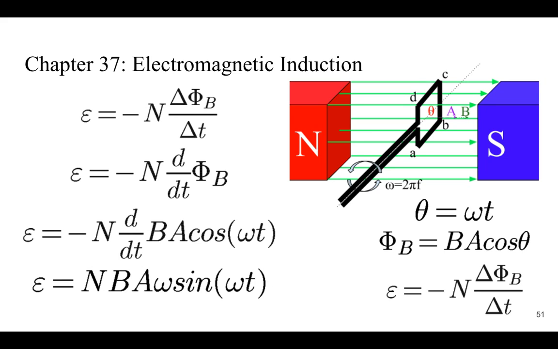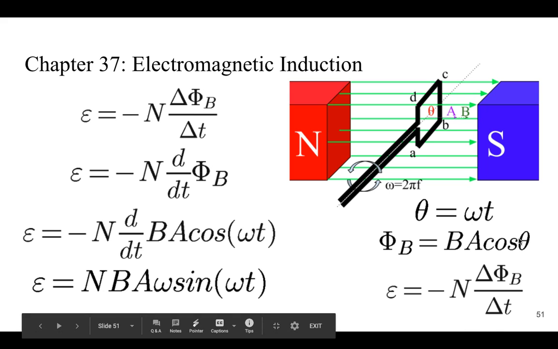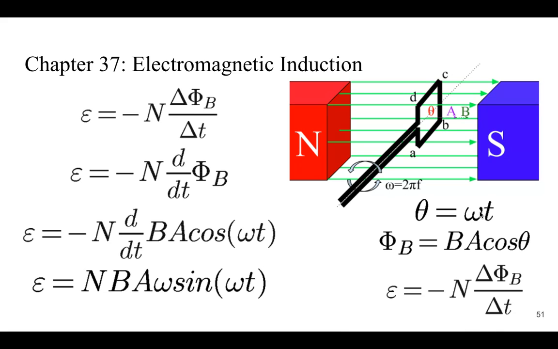So here, deriving this idea. This is the formula we've been using. Epsilon, EMF, is equal to minus N times delta phi sub b over delta t. Well, the big boy version of that, instead of delta, is really the derivative. So EMF is equal to negative N d dt phi sub b. And if phi sub b is equal to BA cosine theta, and theta is equal to omega t, well, look what happens here.